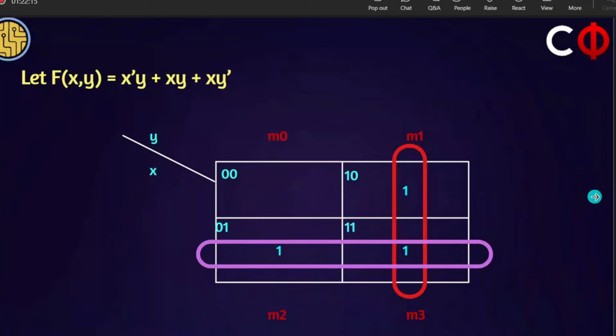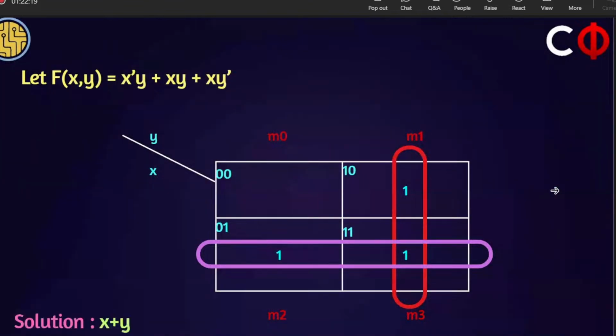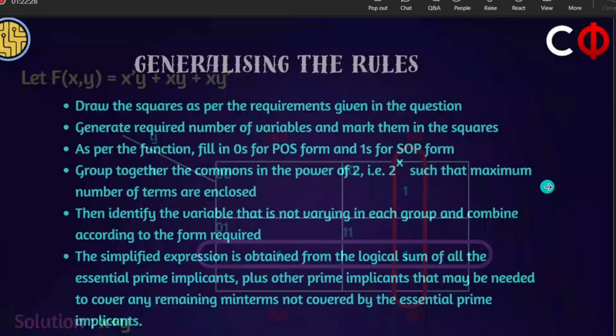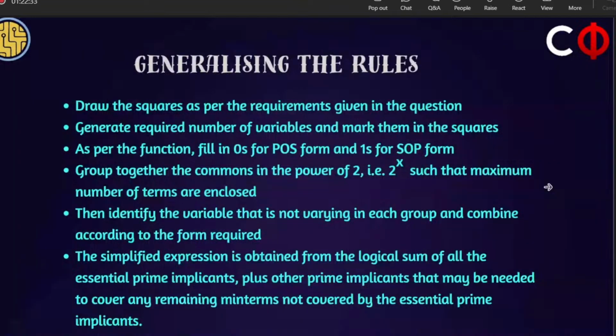I know this might sound a bit complex right now, and I'll again repeat this example. And even if there is any doubt after that, I'll come and read it. So what are the generalized rules which are available? You will draw the number of squares as the requirements given in the question. So what do I mean? From the question itself, you will see the number of variables which are present. If there are 2 variables, you will draw a 2D K-map. If there are 3 variables, you will go for a 3D K-map and so on.